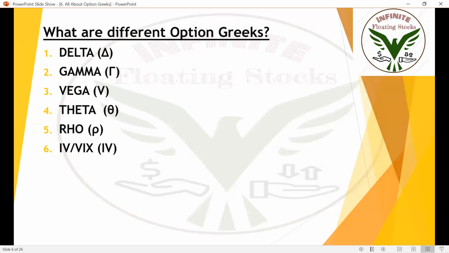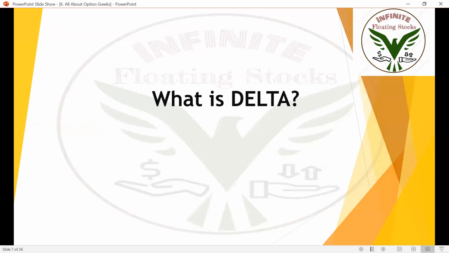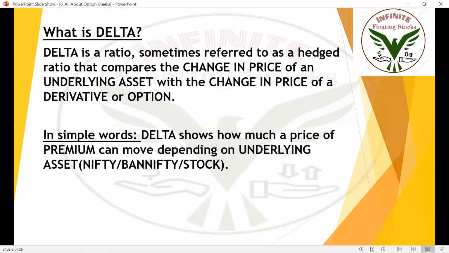So let's talk about delta now. Pretty simple. Delta is very simple. I keep it very simple. Let's look at the definition, then I'll explain in my own terms so that you'll directly get it into your heads without any difficulties. So delta is a ratio.